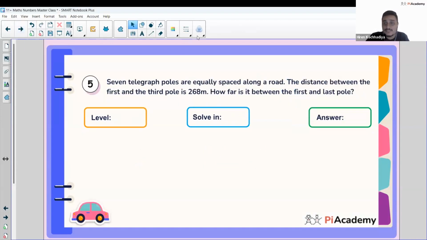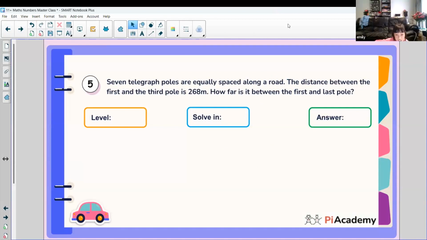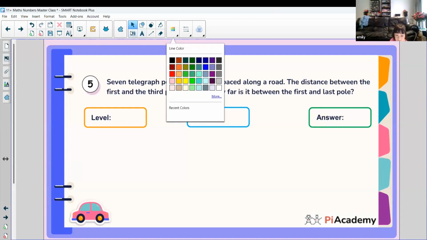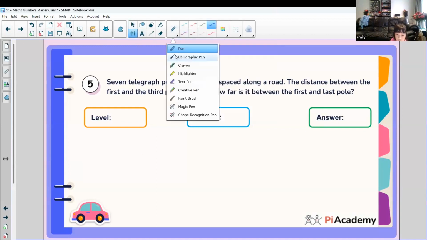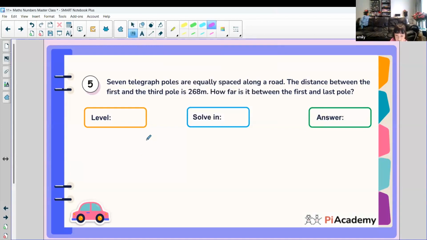Okay, let's have the next question. And Emily, please read this question. 7 telegraph poles are equally spaced along a row. The distance between the first and the third pole is 268 meters. How far is it between the first and last pole?